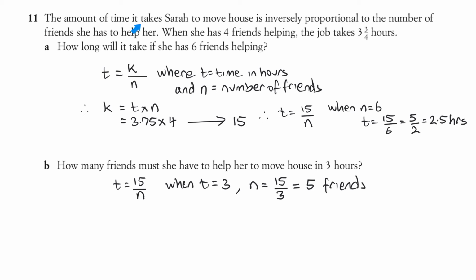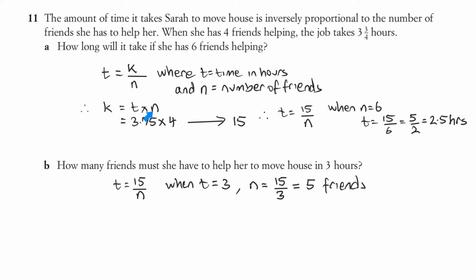Question 11. The amount of time it takes Sarah to move house is inversely proportional to the number of friends she has to help her. When she has 4 friends helping, the job takes 3 3/4 hours. A. How long will it take if she has 6 friends helping? The first thing we do is find K again. T equals K on N because it's inversely proportional, where T equals time in hours and N is the number of friends. I've defined those because the question doesn't really define them.